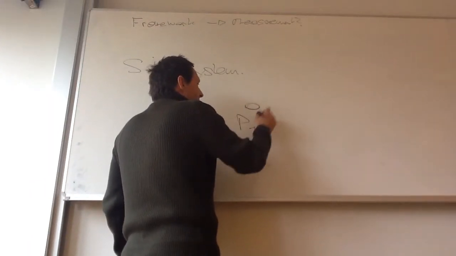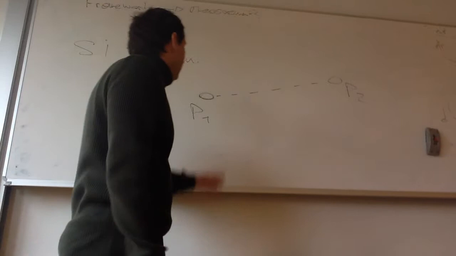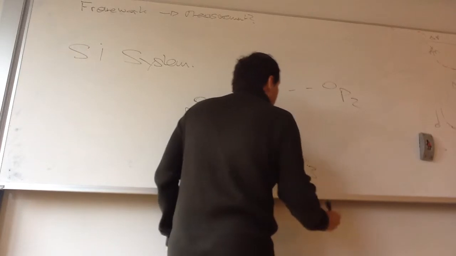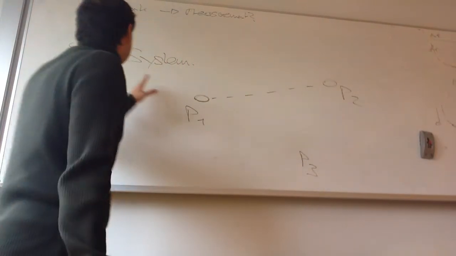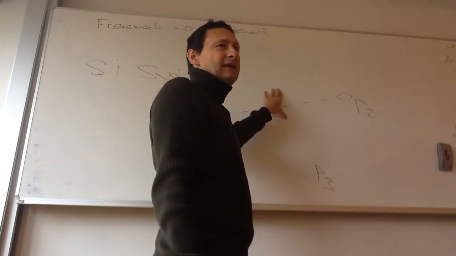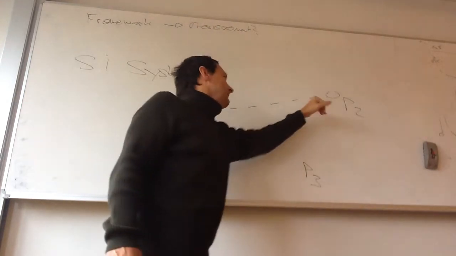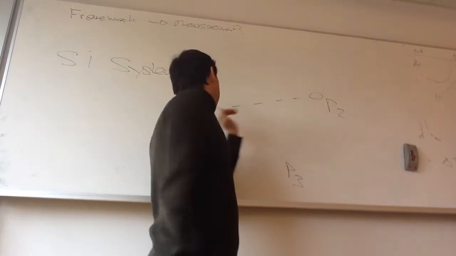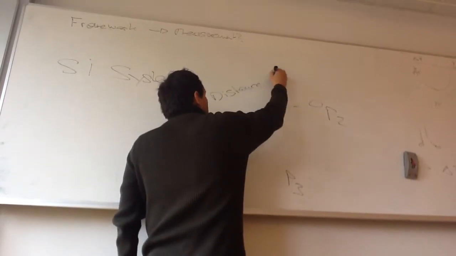You are at the position P1, your colleague is at the position P2, and you would like to tell a third person, maybe P3, how far it is from P1 to P2. So that's the basic idea of this framework. And on a historic scale, what has been done? So first of all, we have to define what this is. From P1 to P2 is a distance. So it's a length.